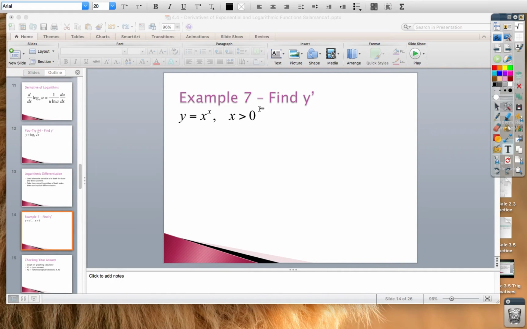Now, we're supposed to find the derivative of x to the x power. So what we're going to do is follow the directions that I just gave you. We're going to natural log both sides, so ln y equals ln x to the x power.